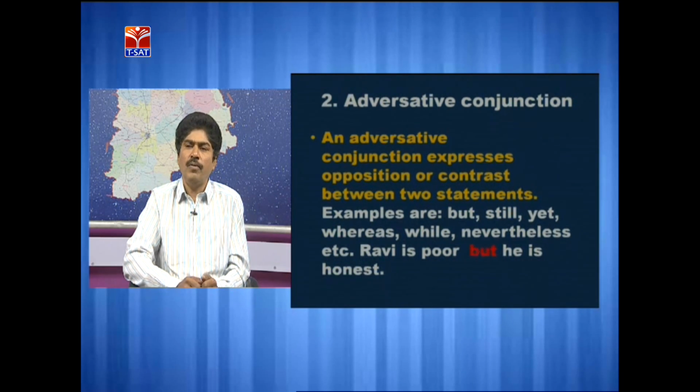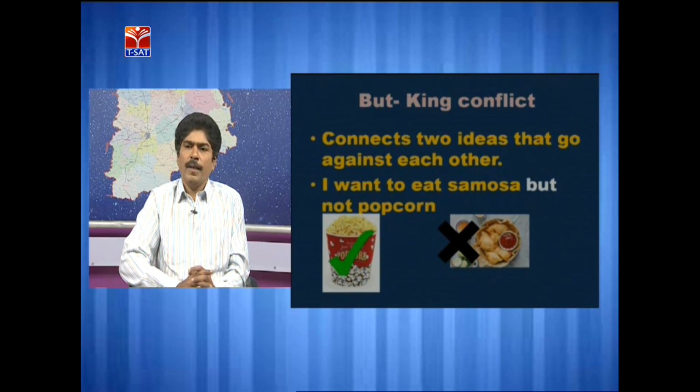Observe here, Ravi is poor, but he is honest. Ravi is poor, he is honest. Both these sentences are contrast sentences. You combine them by using the coordinating conjunction but. But connects two ideas that go against each other. See here, I want to eat samosa, I don't want to eat popcorn. These two ideas are contrasting, and we connect these ideas by using but. I want to eat samosa but not popcorn. But is called the king of conflict.